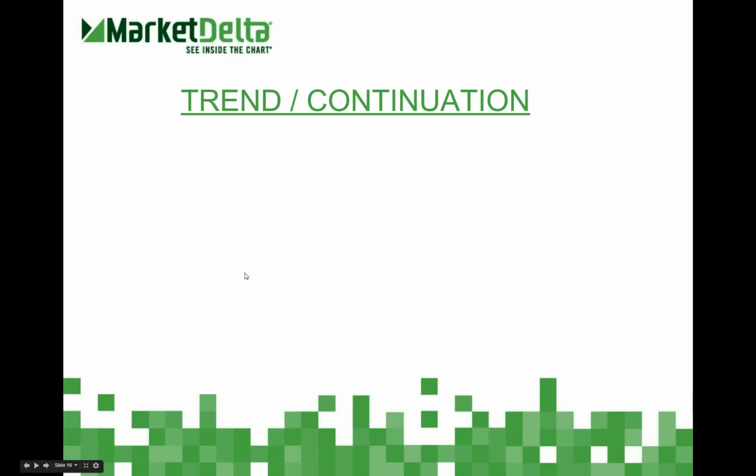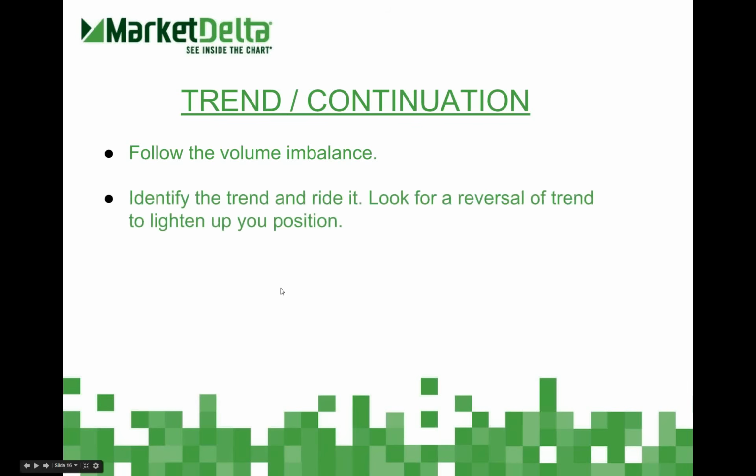Okay, so now let's look at some trends. Here's the bullets on the trends. We want to follow the volume imbalance. I can't really say it any simpler. You'll see in these examples, we'll go back and find some examples today. I'll show you one that I traded. Just let the volume imbalance talk to you. Let it tell you what is going on in the market. Identify the trend using this and ride it. Then look for that reversal of trend and lighten up your position.